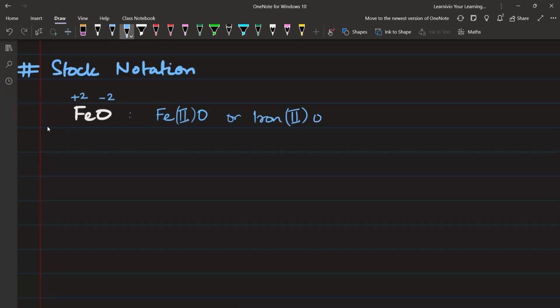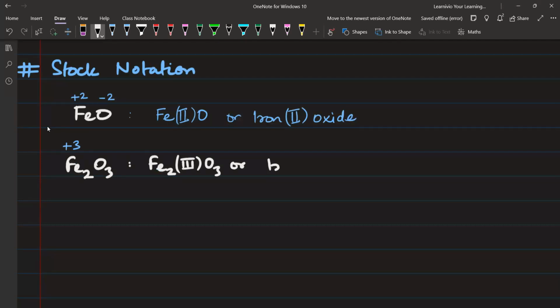Or if you want to write the complete thing, then it will be written as iron(II) oxide. Iron has one more oxide, Fe2O3. Each oxygen atom will be having -2 oxidation state. So overall it will be -6. If overall oxygen is -6, overall iron will be +6. So 2 iron is +6, 1 iron will be +3. Hopefully this makes sense. We have already done this oxidation. Okay, so we can write this as Fe(III)2O3, or iron(III) oxide. Does this make sense?